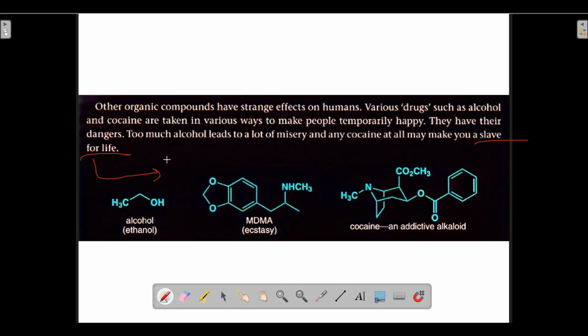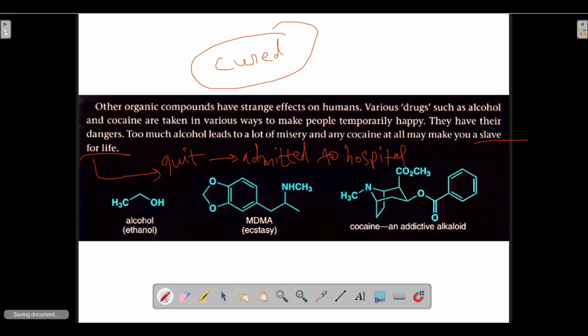If you want to quit the addiction of cocaine, then what can you do? You need to get admitted to the hospital. Only then can cocaine's addiction be cured. There is no other way.